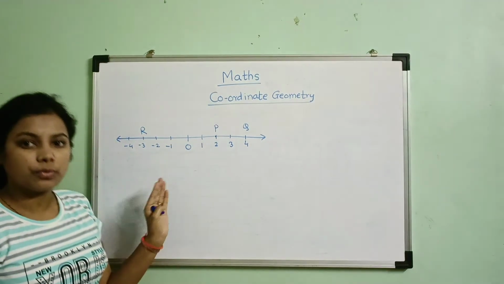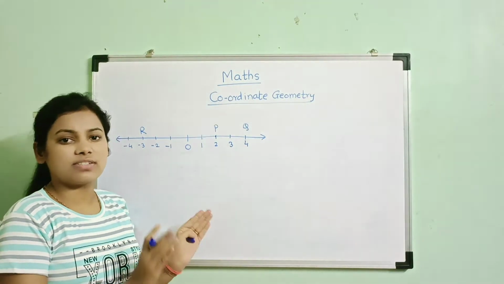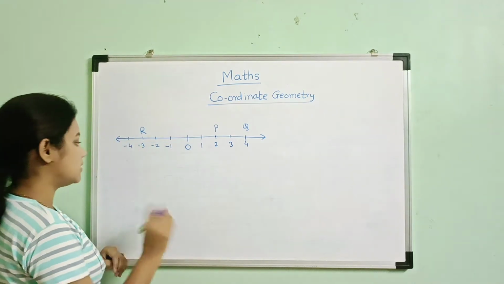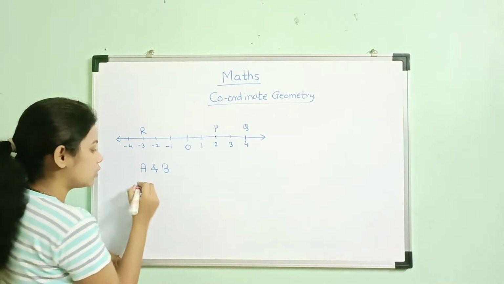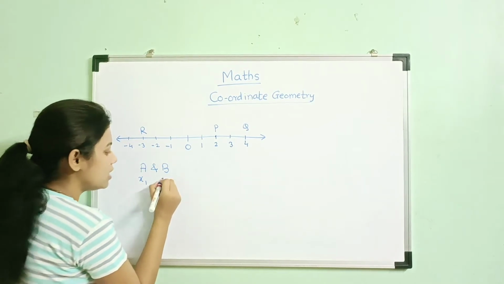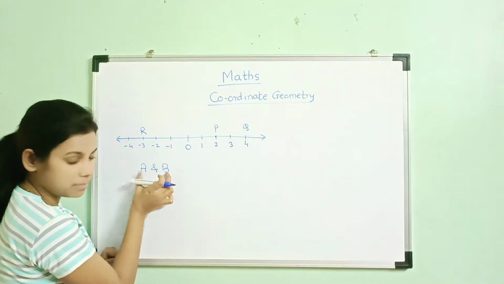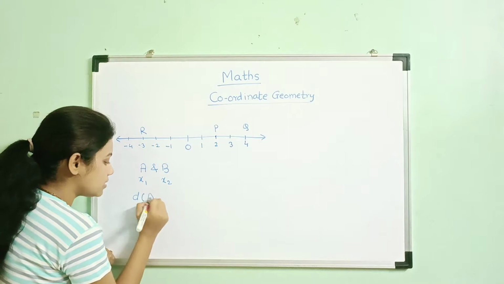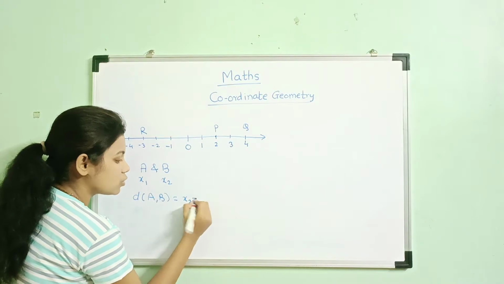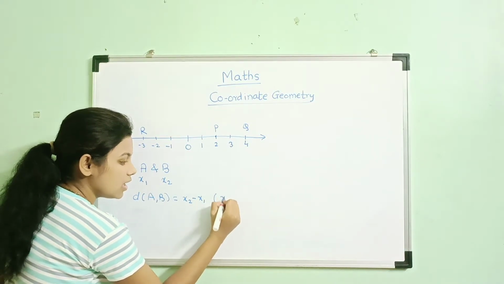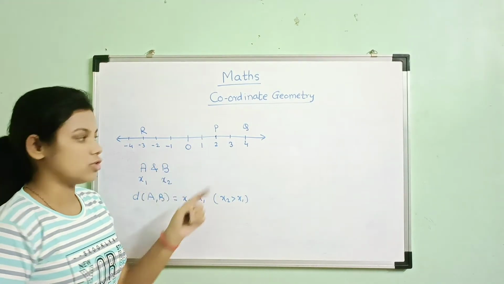And if we want to find out the distance between suppose PR or QR, how do we find the distance between these 2 points? I will consider this. Suppose I am considering these points A and B with coordinates A with coordinate x1 and B with coordinate x2, and we have to find the distance between A and B. Then what will that be? Distance of AB equals simply x2 minus x1, where x2 is greater than x1. Similarly, we will find the distance between these 2 points.